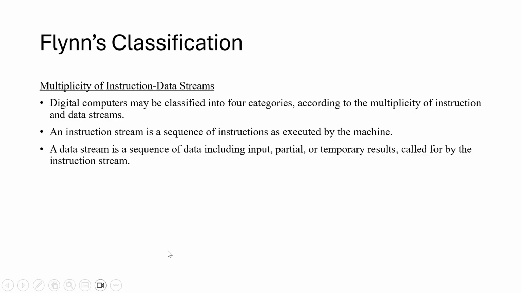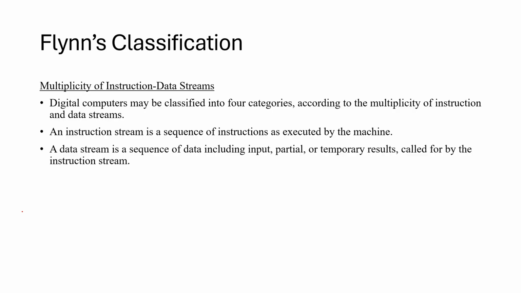Now we are going to discuss Flynn's classification. The classification is mainly based on the multiplicity of instruction and data streams. Digital computers may be classified into four categories according to the multiplicity of instruction and data streams. Before getting to that, we should know what an instruction stream is and what a data stream is.